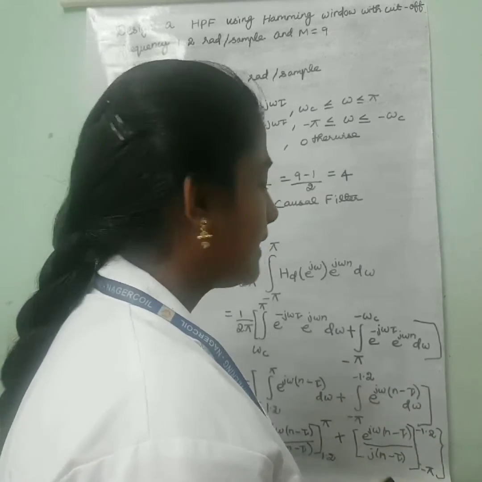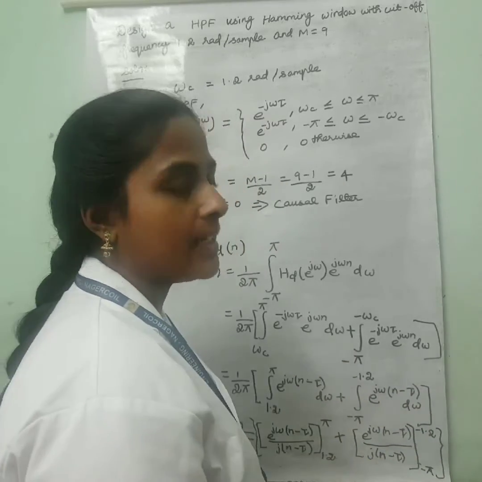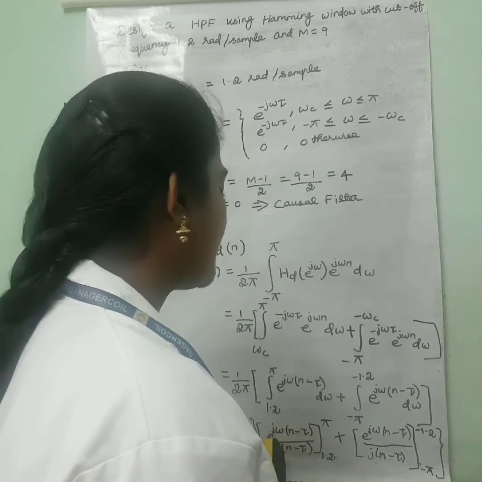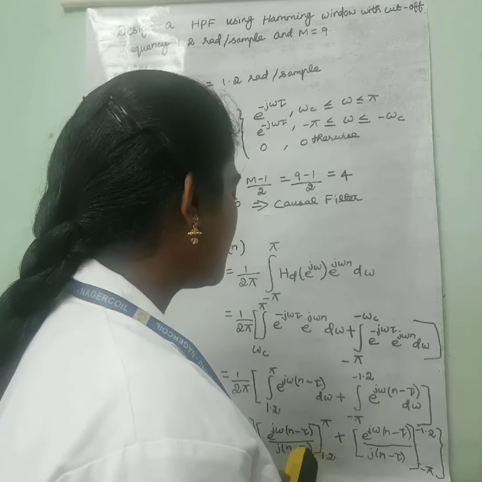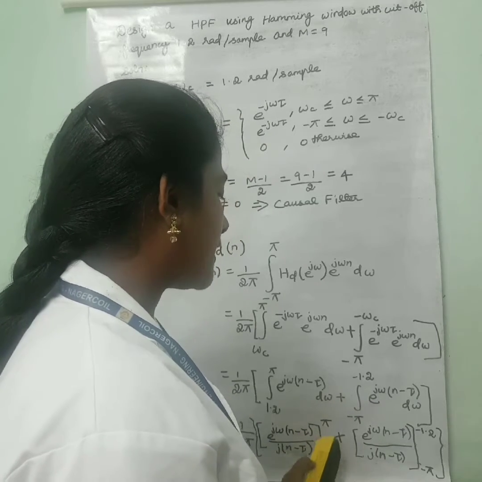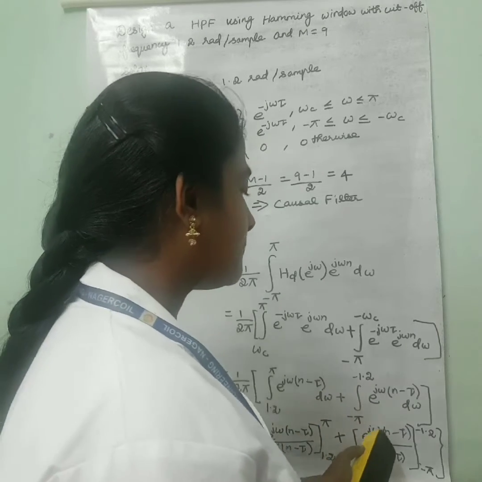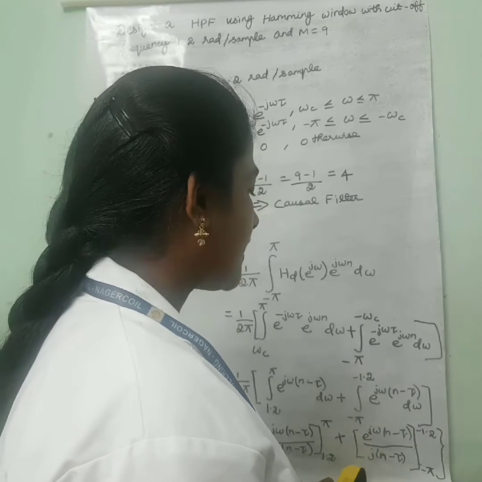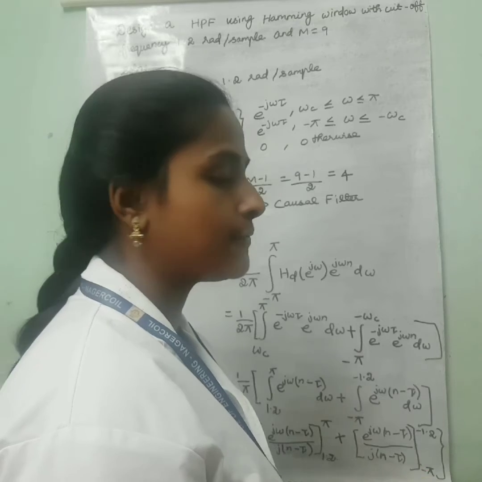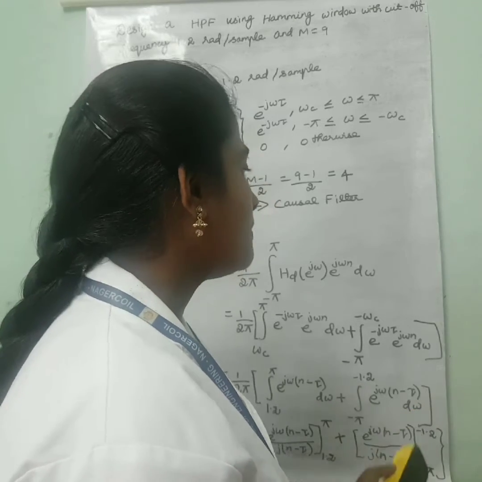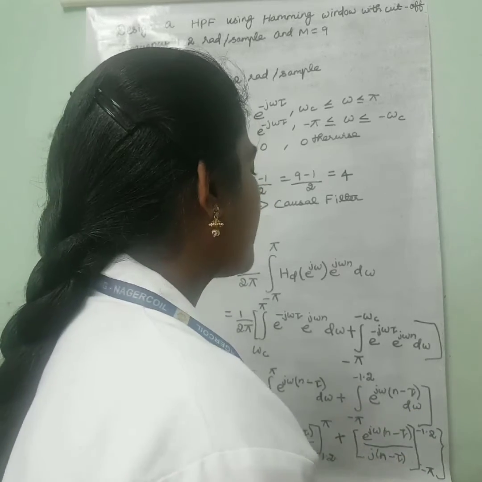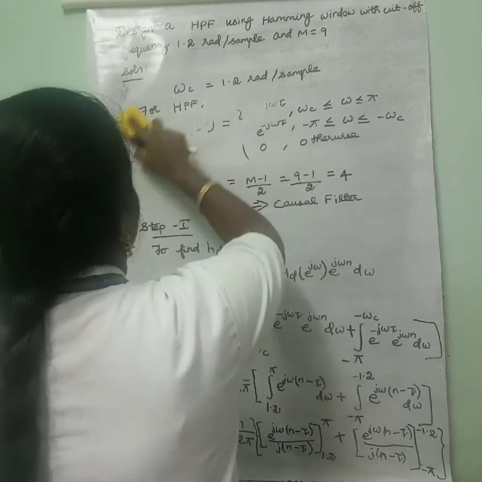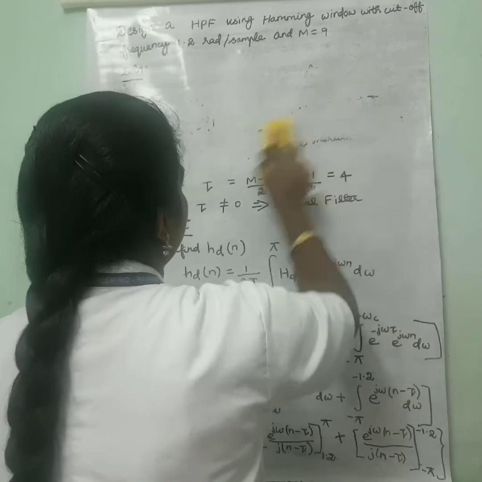Now you can integrate with respect to omega. So you will get e power j omega into n minus tau divided by j into n minus tau, limit is from 1.2 to pi. Here also e power j omega into n minus tau divided by j into n minus tau, limit is from minus pi to minus 1.2. Next you can substitute the limit in the next step.